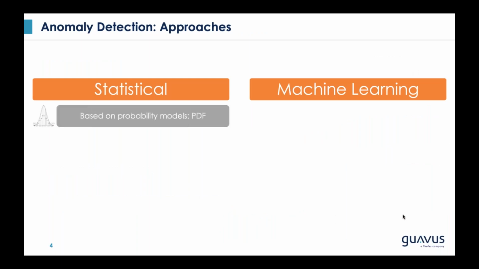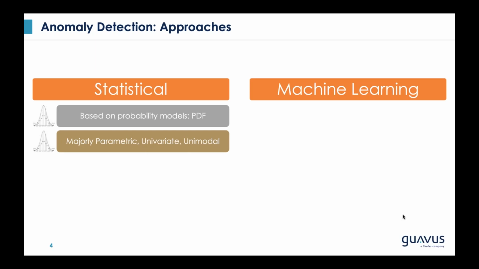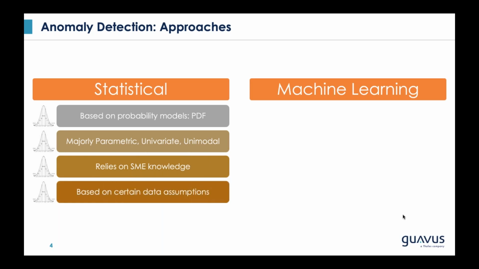What we're doing is basically finding the probability models of the data, or the PDF, probability density functions, and we are majorly talking about parametric methods, univariate series analysis, and data with a single peak, or unimodal data. This mostly relies on prior knowledge, like what to measure, what not to measure, what kind of parameters you want to consider. Then there are other things like unimodality, other things we assume in statistical analysis.